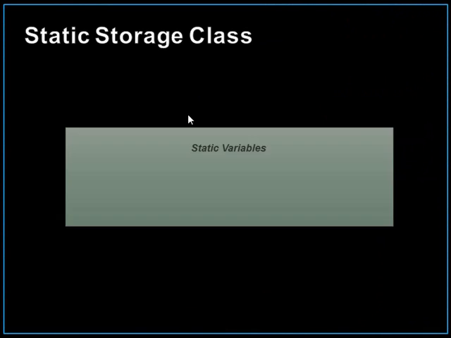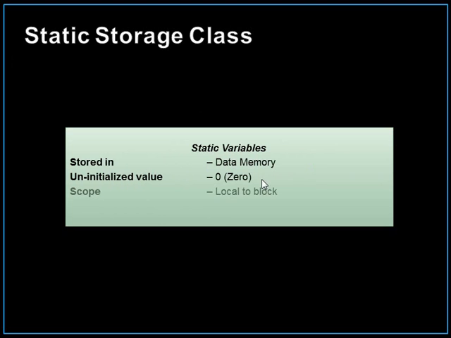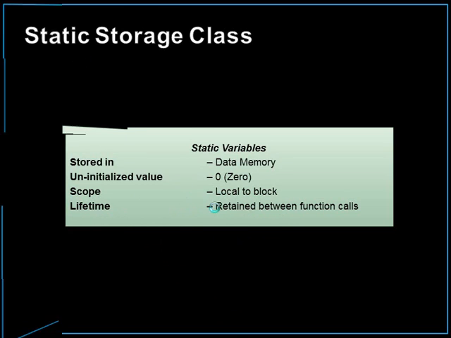Now the last type of storage class is the static storage class. The variables declared are called static variables. These are also stored in RAM or the data memory. The uninitialized value is 0. The scope is local to a block, similar to what we saw in automatic variables, but the lifetime is retained between function calls. What functions and function calls are, we'll study in some other videos, but you should remember that the lifetime of static variables is that they are retained between function calls.